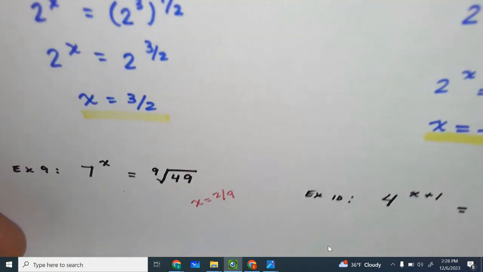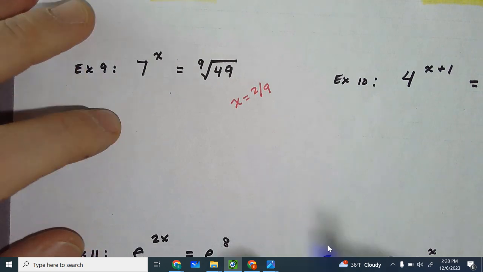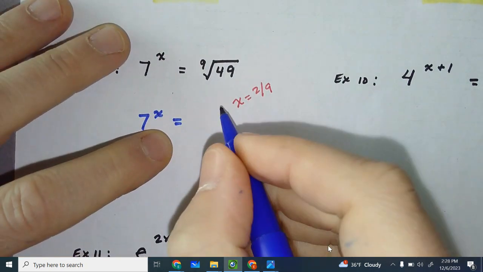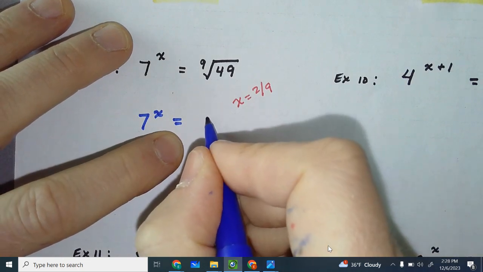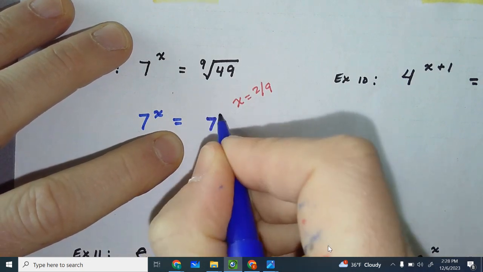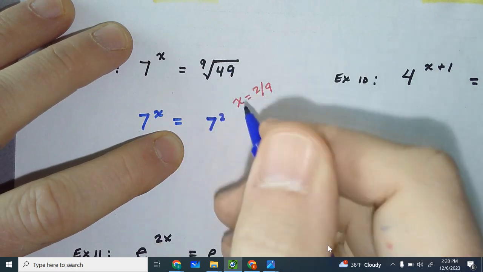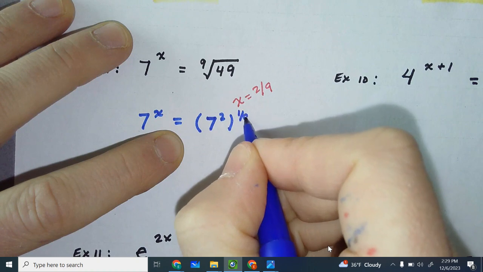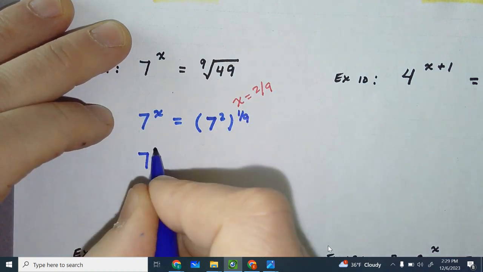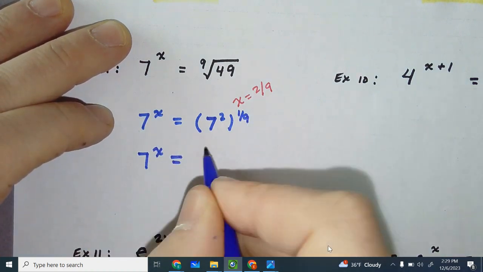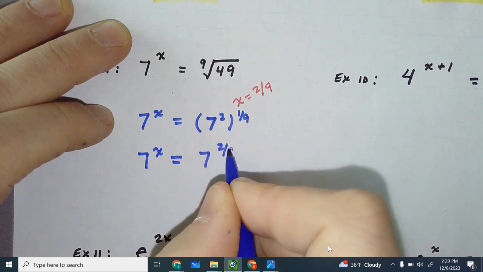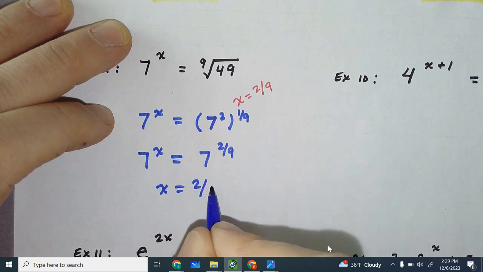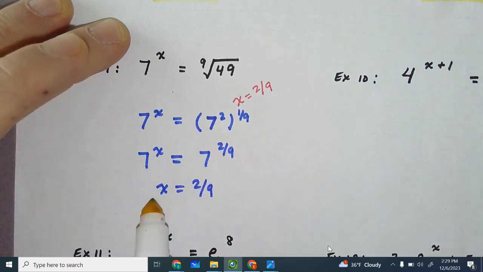Moving to number 9. Okay, I'm going to kind of one-step this one. I'm going to call this 7 squared. That's what the 49 is. And then the 9th root means that that is raised to the 1/9 power. Therefore, 7 to the x is 7 to the 2/9. We are multiplying, which makes x equal to 2/9.